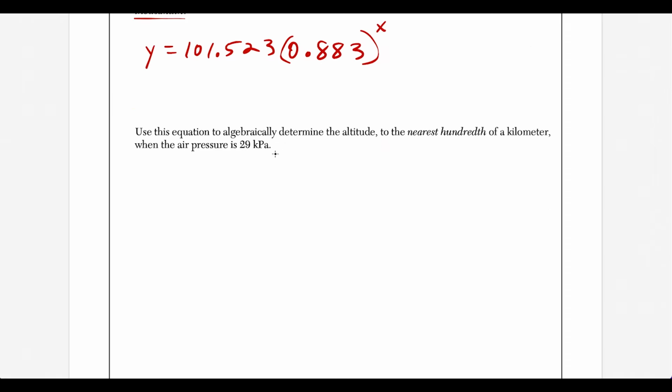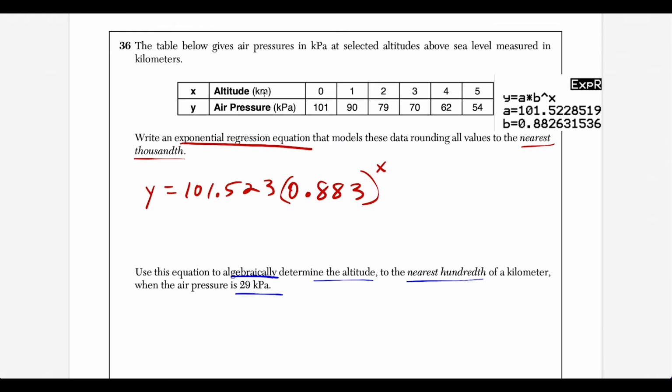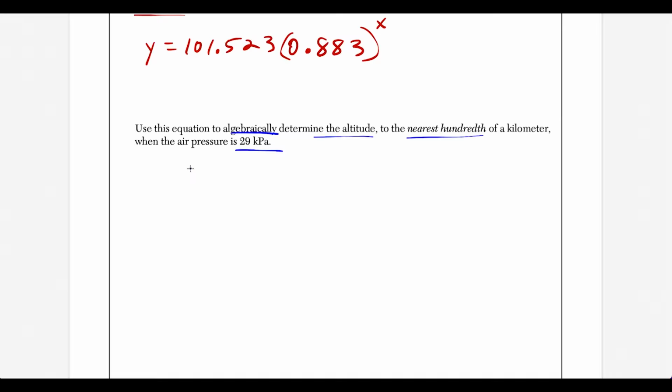Now to finish out this question here, we're going to use algebra to determine the altitude to the nearest hundredth this time of a kilometer when the air pressure is 29 kPa. Now one thing to point out here, the 29 is coming from the y column here. Notice that the air pressure, the units here, match what we're trying to find. When is the air pressure 29 kPa? So now we can set up our equation.